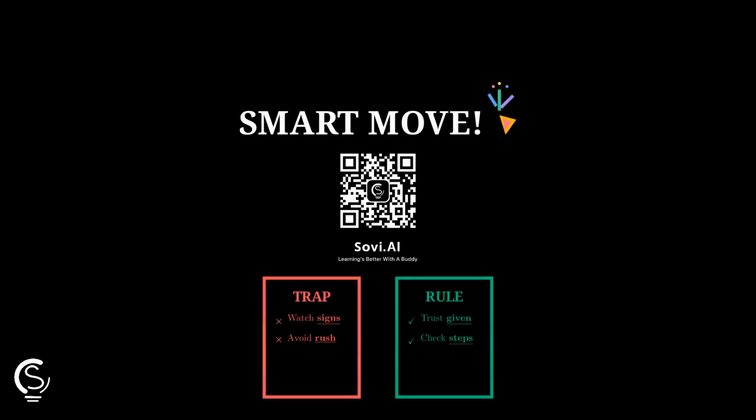Well done! Option C. Trap: rushing past key signs. Rule: trust the given contrast and check each step before locking your answer.